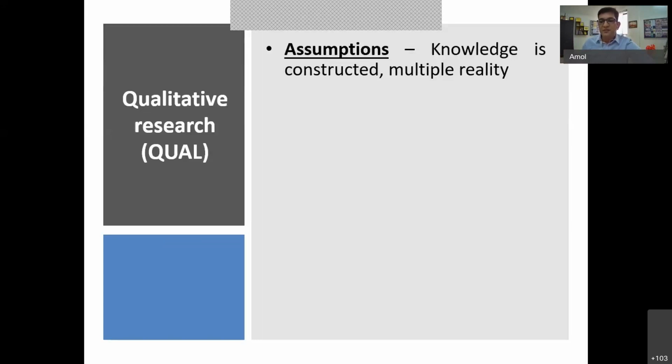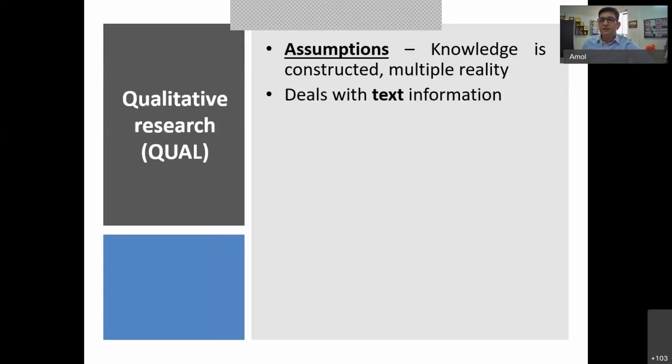This paradigm became prominent after the Second World War, and most of the universities in Western countries started accommodating this paradigm in their research training, and somehow it was lagging in our system. We didn't pay much attention to qualitative training, which we need to. And then another assumption it has, apart from being constructed, is that knowledge is subjective.